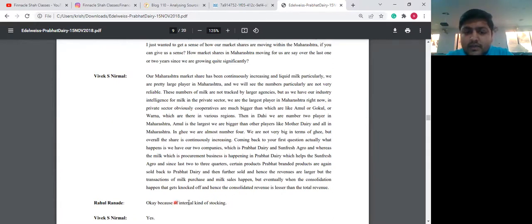It was basically because of internal stocking. Here it is, Prabhat Dairy and Sunfresh: the milk which is procured in Prabhat helps Sunfresh, and then eventually Sunfresh sells those packaged products back to Prabhat Dairy, and Prabhat Dairy eventually sells it outside. The same thing which we explained through dummy numbers.